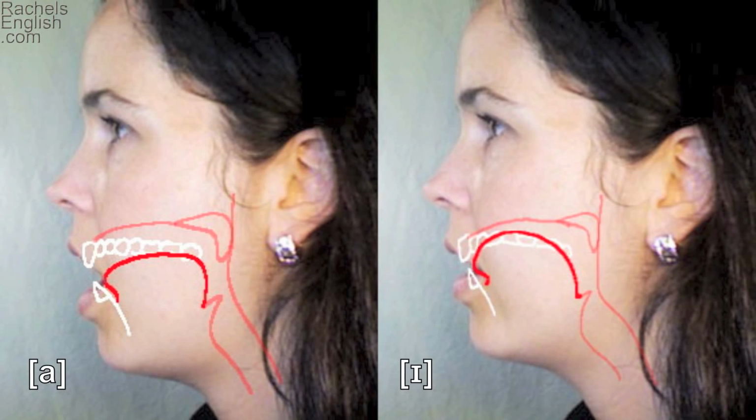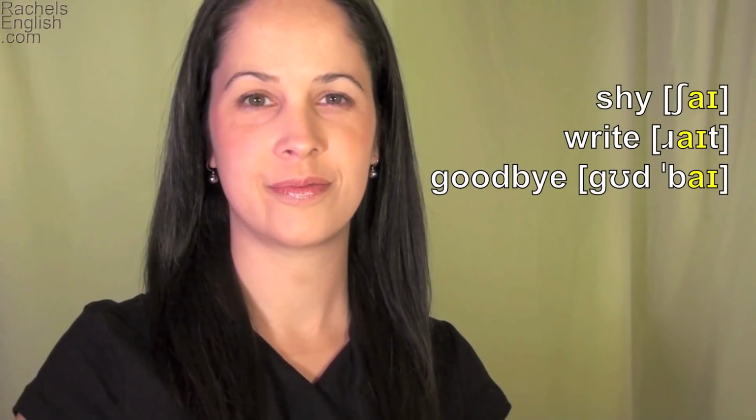The I as in by diphthong. Sample words: shy, right, goodbye. Sample sentence: my sister is bright with a nice sense of style. Now you'll see this sentence up close and in slow motion, both straight on and from an angle, so you can really study how the mouth moves when making this sound.